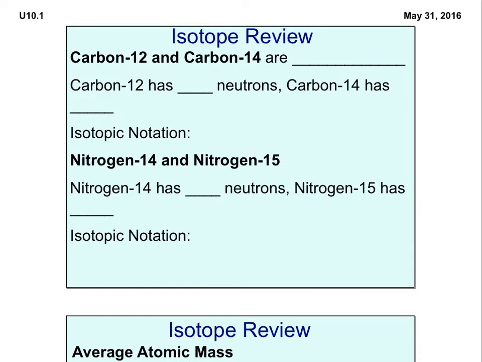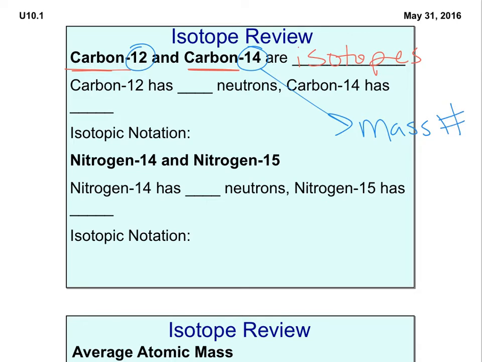So up here I have written out carbon 12 and carbon 14. That is one way to denote that something is an isotope. That's one way to write it out. So these are isotopes of each other because they are both carbon, but they've got a different number of neutrons. And the way we know that is because of this number that's hanging at the end. And this number, if you remember, is called the mass number. And the mass number is the protons plus neutrons.